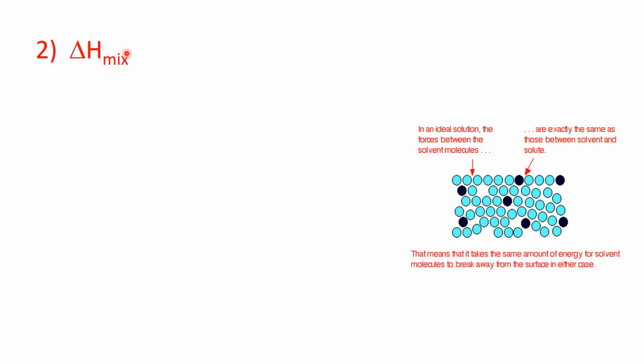Now, second point is enthalpy of mixing. Enthalpy is a thermodynamic term. It is the total heat content of the system. Now, during this mixing, how much is the enthalpy change? So, its enthalpy remains constant. Why is it 0? Because when you are adding this solute to solvent, then what happens?